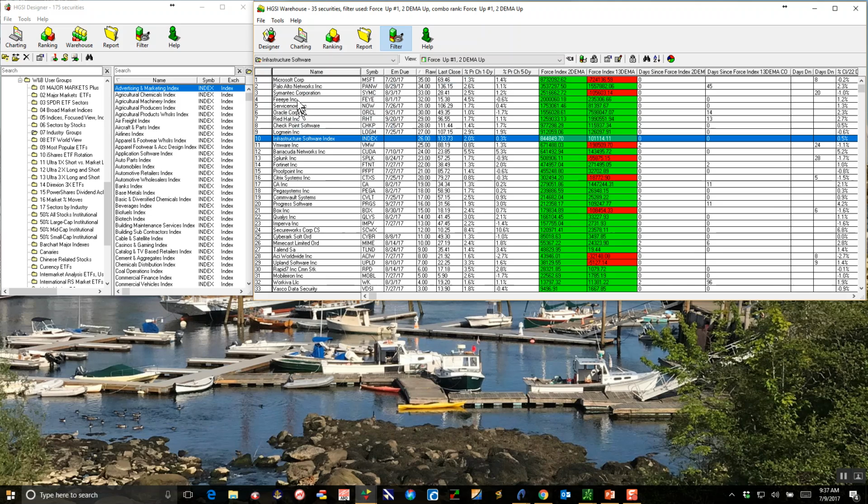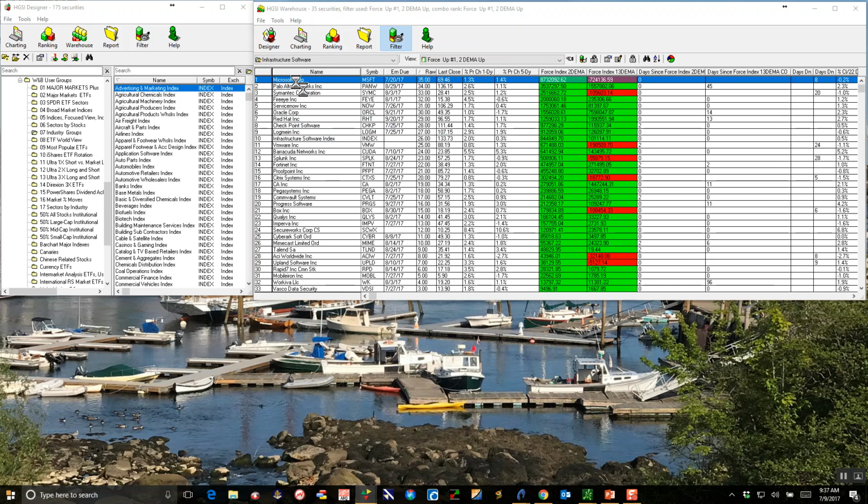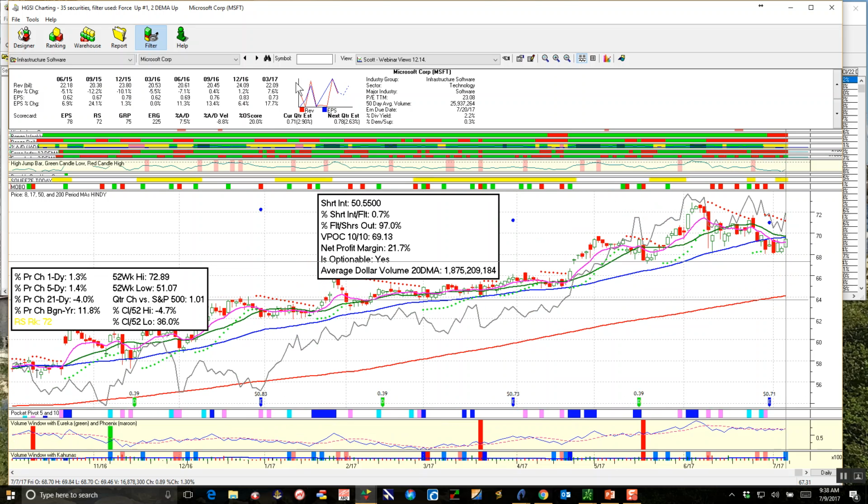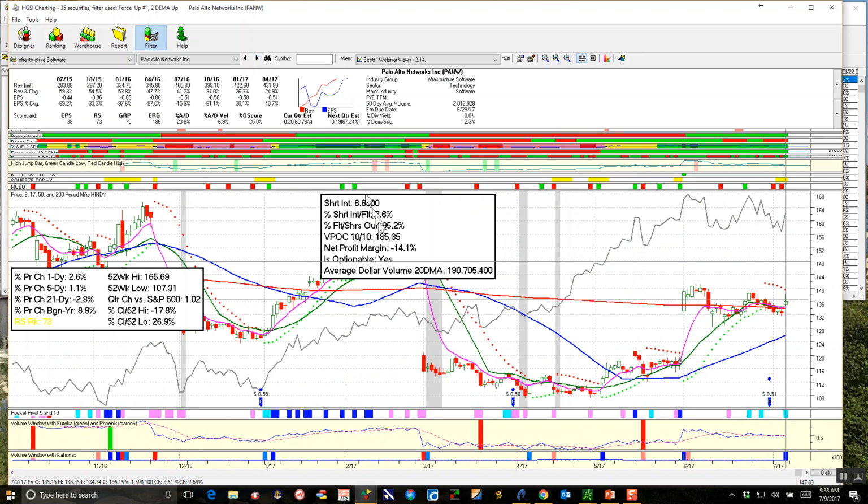Infrastructure software. Microsoft, we'll take a look at a couple of these. Again, you're going to see stocks that have uptrends, pull back. Same as Applied Materials. Does it go higher here or does it fail? We need to watch. Palo Alto. This is interesting because it's failed a couple times at the 200. It broke above the 200. Might be one to watch, but I don't see a pattern here that I like buying.